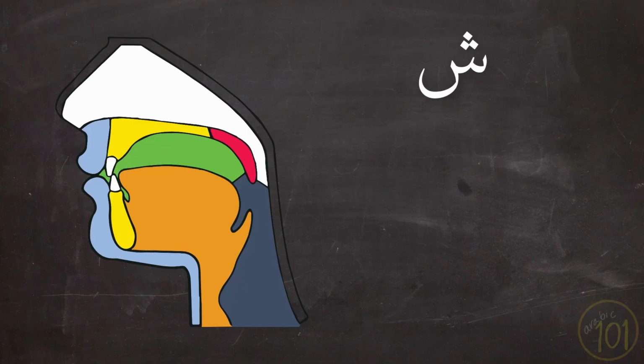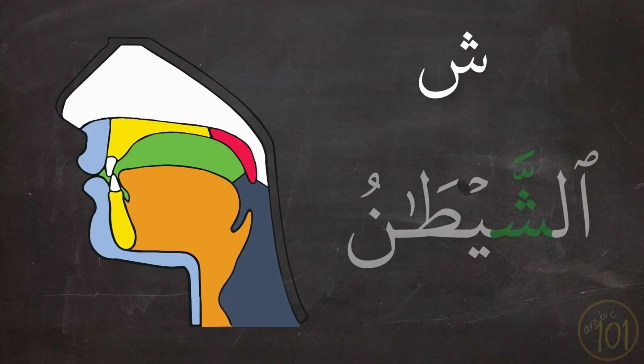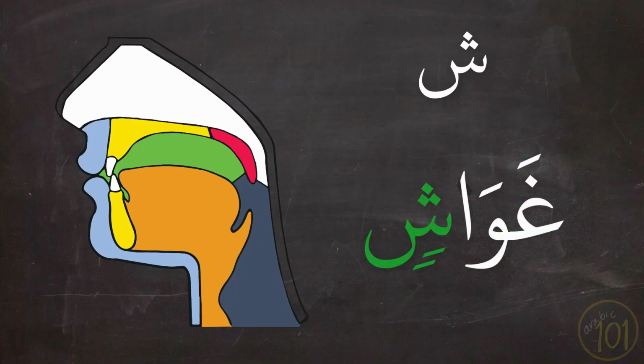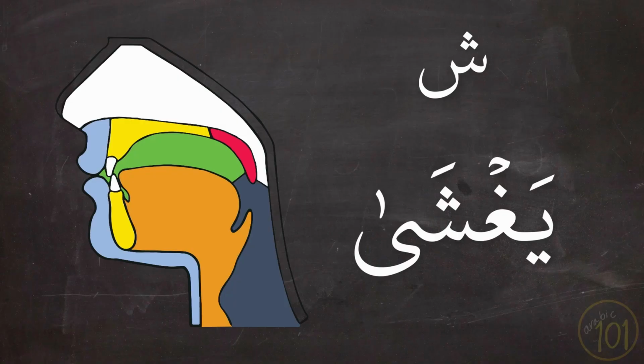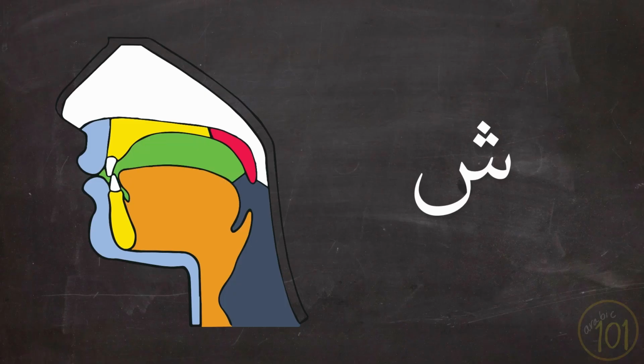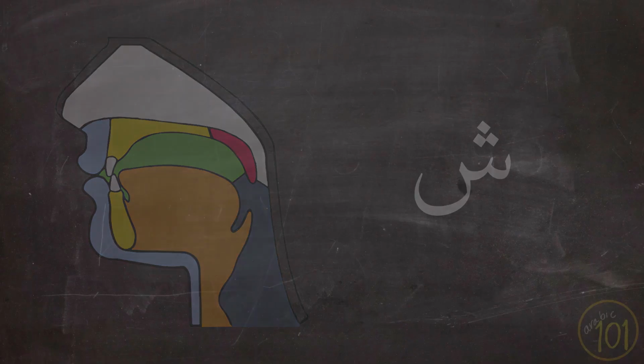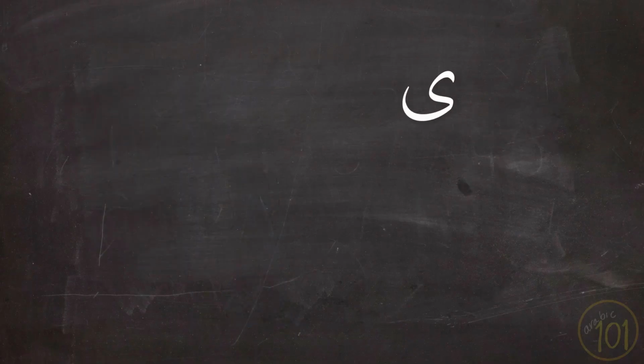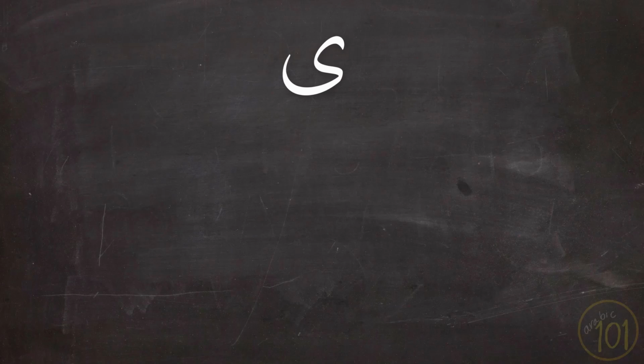Ash, ash. الشيطان, غواش, يغشى. So the middle part of the tongue is raised, but it doesn't make contact with the hard palate. And now the last letter, which is the ya.